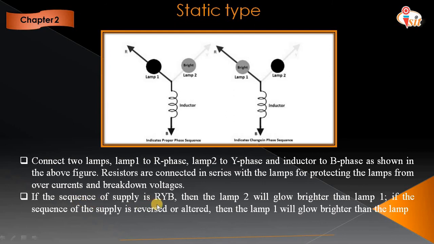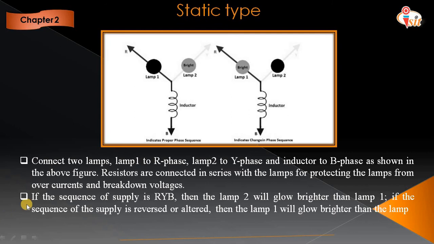If the phase sequence of the supply is RYB, that is a correct phase sequence. Suppose the phase sequence is RYB, then lamp 2 glows brighter. Glow brighter means it provides high intensity illumination. And lamp 1 will be dark. Dark means there is no light. Then the phase sequence is correct.